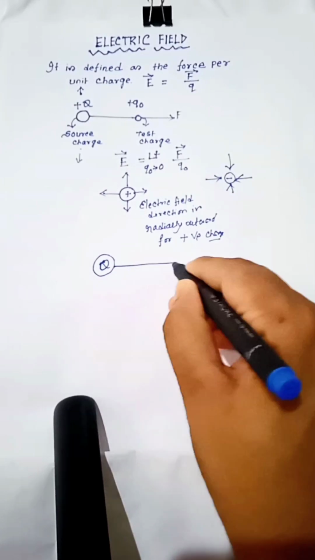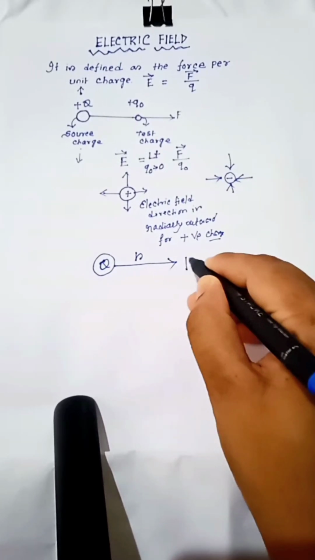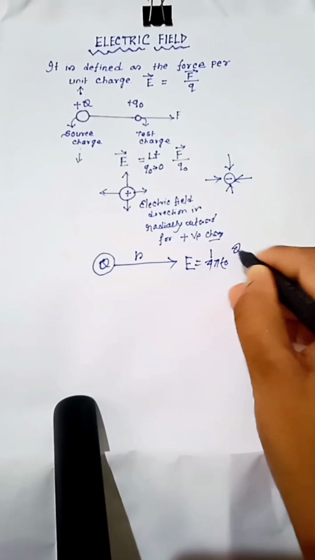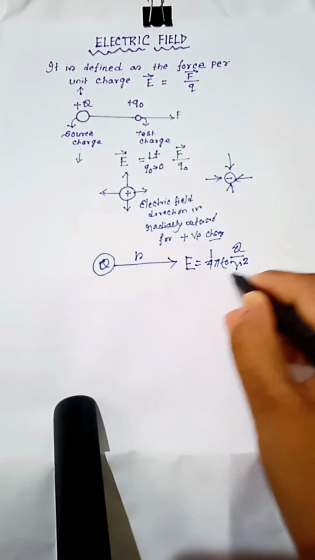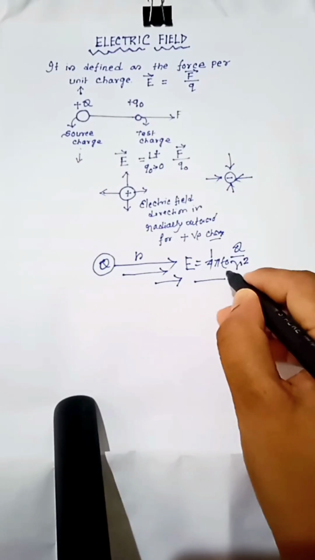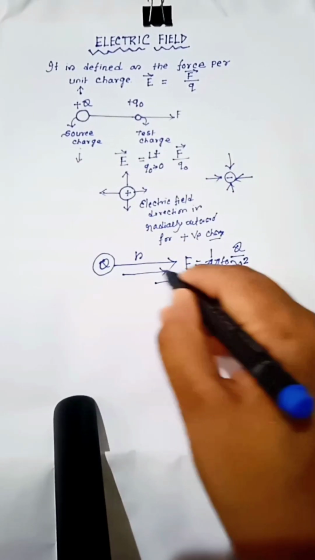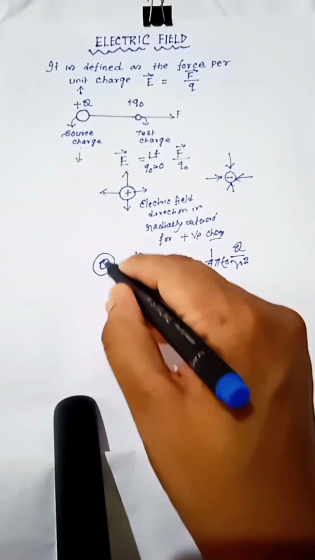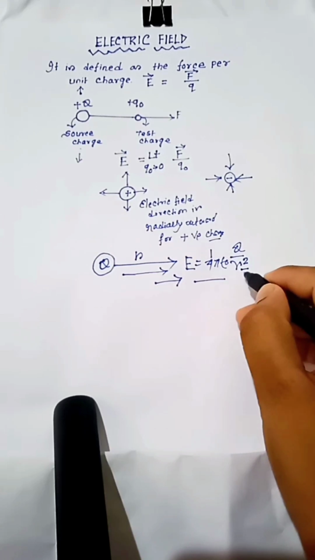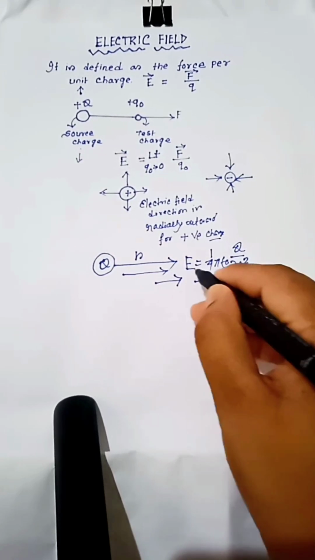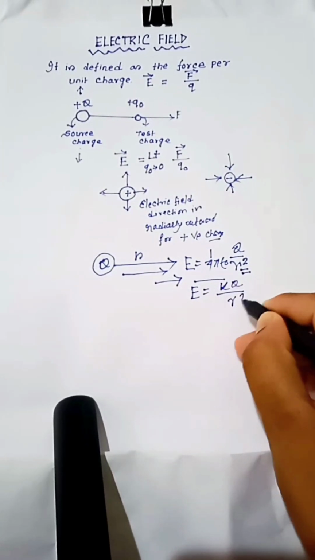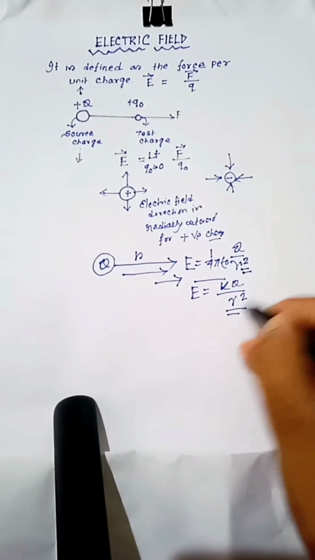So due to this charge, at a certain distance r, the expression for electric field will be 1 by 4 pi epsilon naught, q by r square. That means if distance increases, electric field also decreases. Distance increases, so the effect of this charge obviously will decrease, and it varies with respect to the power of 2 of this distance r. So E is equal to k q by r square. K is the constant, 1 by 4 pi epsilon naught.